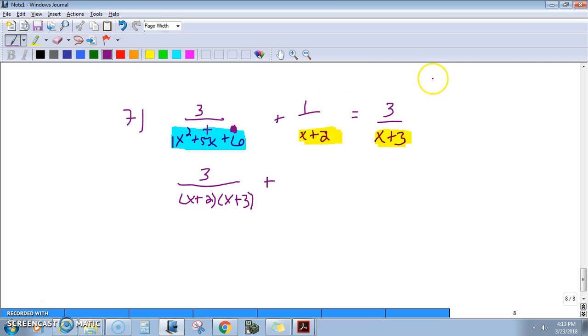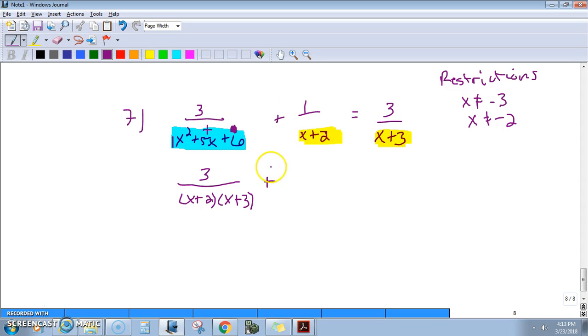But while I'm thinking of that, let's talk about our restrictions. Okay, and there's 2, right? X cannot be equal to -3, and x cannot be equal to -2. Okay, both of those are restrictions here.